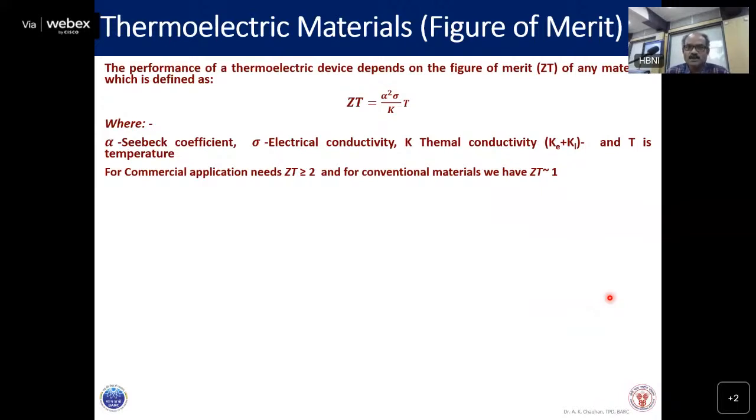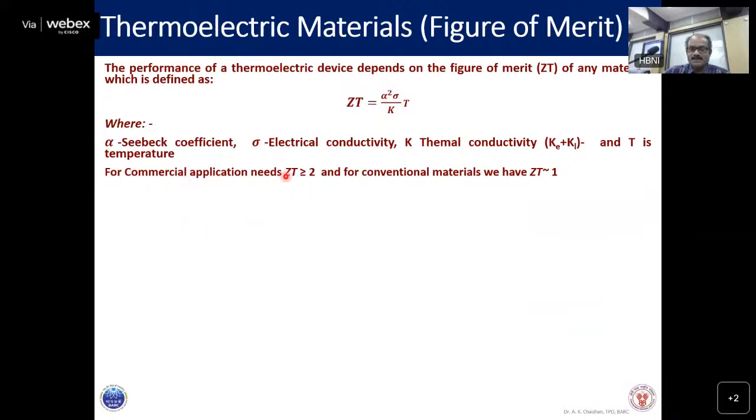Now, the performance of a thermoelectric device depends on the figure of merit. Figure of merit is a parameter for any material, and it is defined as alpha squared, or S squared also, that is the Seebeck coefficient squared, multiplied by sigma, which is the electrical conductivity, divided by K, that is the thermal conductivity, and multiplied by T. The multiplication by T is usually done to make it a dimensionless quantity. So this ZT value is a very important value for thermoelectric materials.